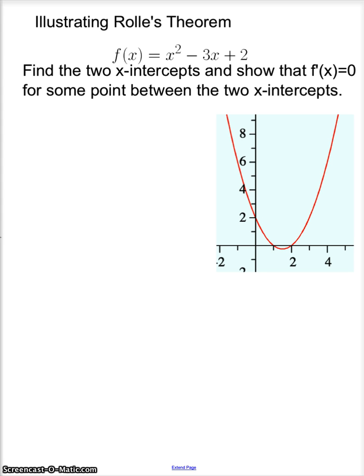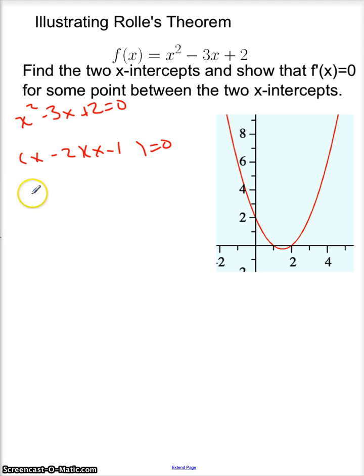Now, let's do some illustrating. Suppose I'm given the function f of x is x squared minus 3x plus 2. I want to find the two intercepts and show that the derivative is 0 between the two points. Okay, how do I find intercepts? Intercepts are easy. I just take the function and set it equal to 0. So where is x squared minus 3x plus 2 equal to 0? Let me factor this. I need two numbers that multiply to be 2 and add to be negative 3. And that's, of course, going to be x minus 2 and x minus 1.